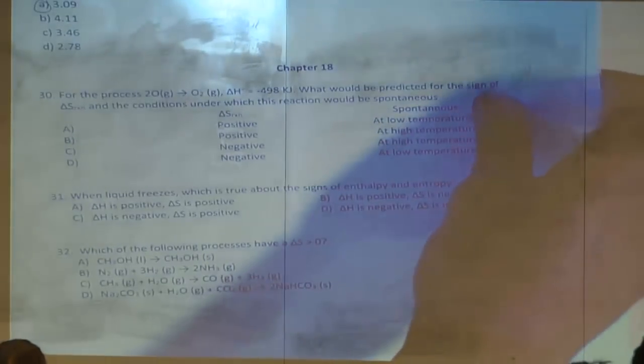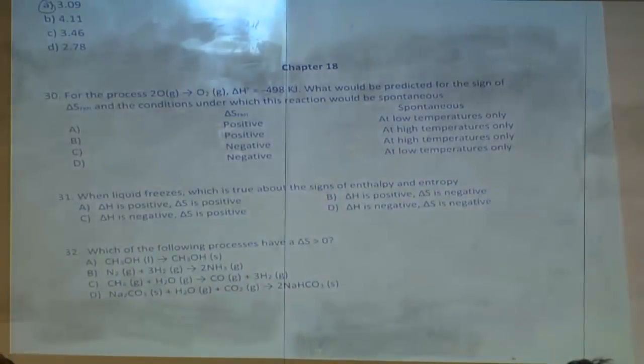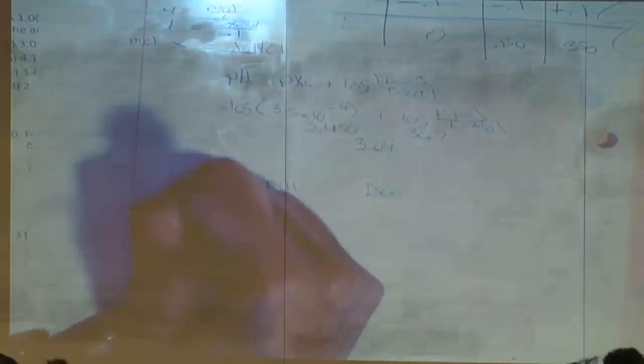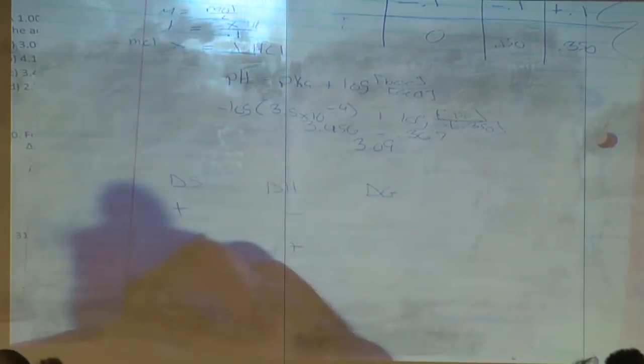Now move on to chapter 18. So I'll give you a reaction. We're given the delta H, and we're asked under which conditions the reaction is going to be spontaneous. In this chapter, there was a chart that summarizes all of this. I would recommend memorizing that chart. So it has the delta S, the delta H, and the delta G.